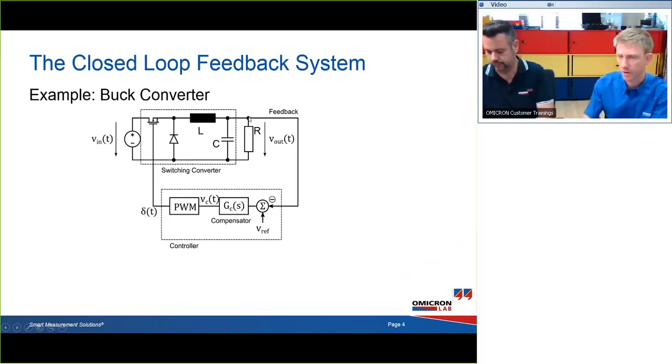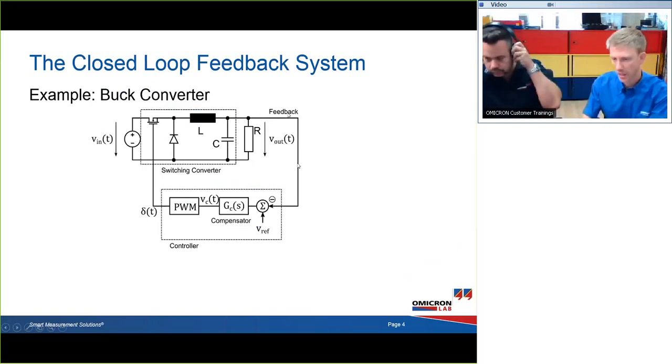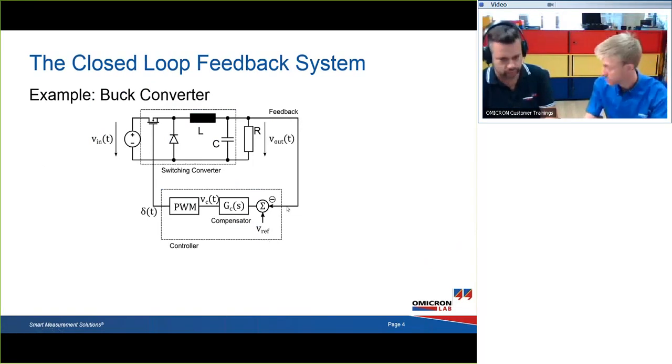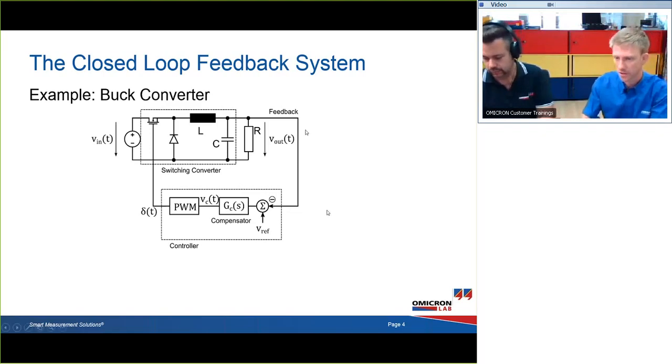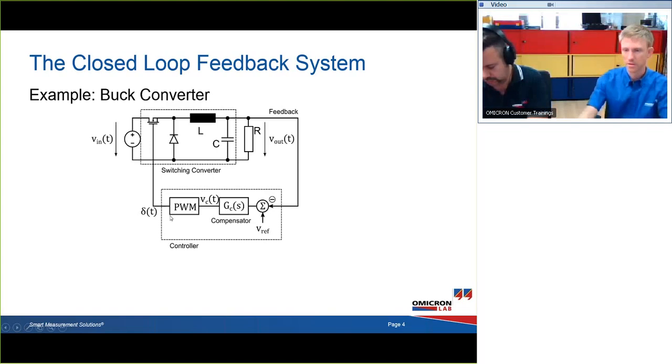And from the output, there is the feedback path that goes to the error amplifier that compares the feedback to the reference voltage. Of course, there can be a voltage divider to set the output voltage to a different level than the reference voltage, but for simplicity, we just did remove the voltage divider here. Then the error signal goes through a compensator and then into the PWM and to the switch again. And the PWM creates the duty cycle, that's the delta here.